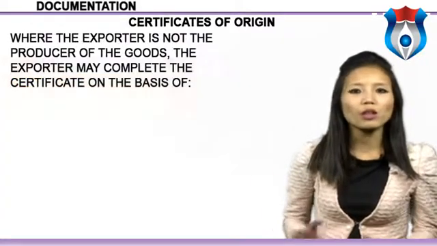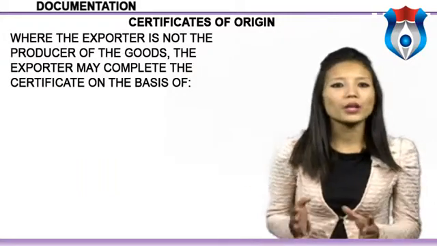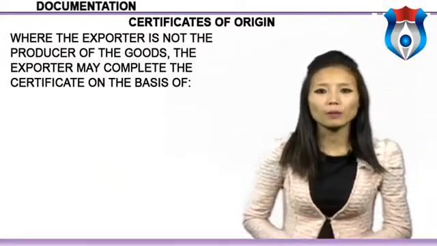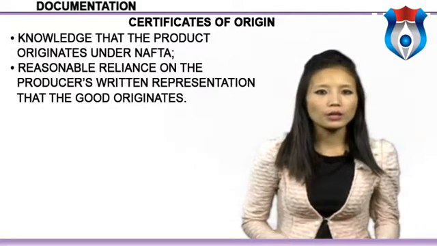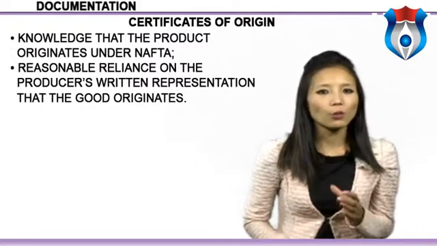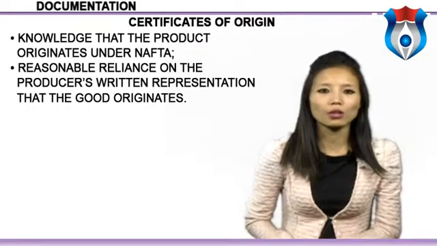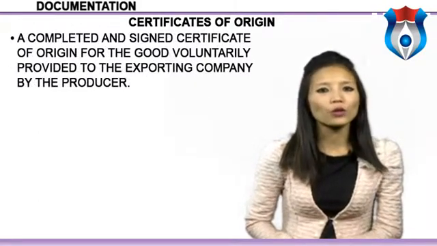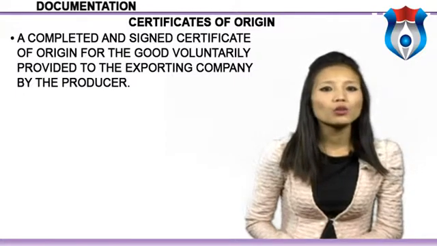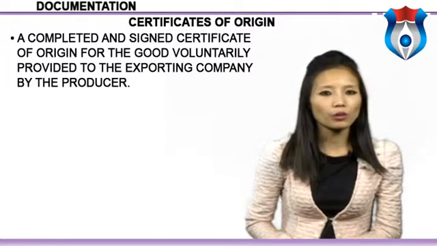Where the exporter is not the producer of the goods, the exporter may complete the certificate on the basis of knowledge that the product originates under NAFTA, reasonable reliance on the producer's written representation that the good originates, or a completed and signed certificate of origin for the good voluntarily provided to the exporting company by the producer.